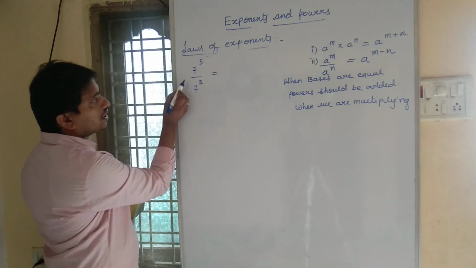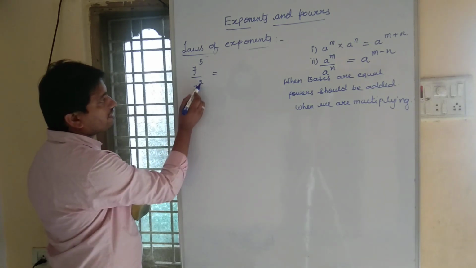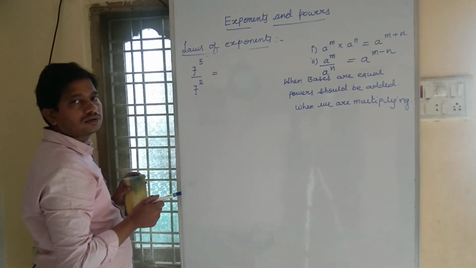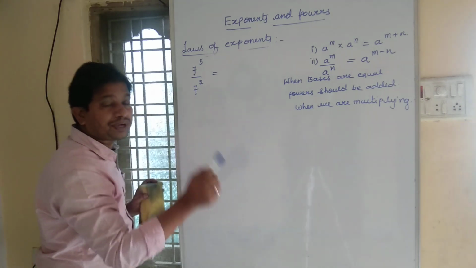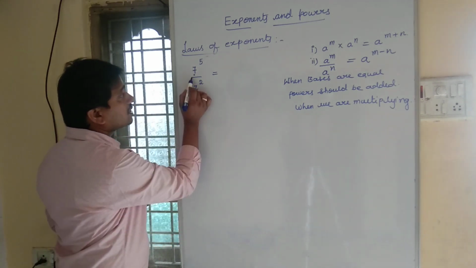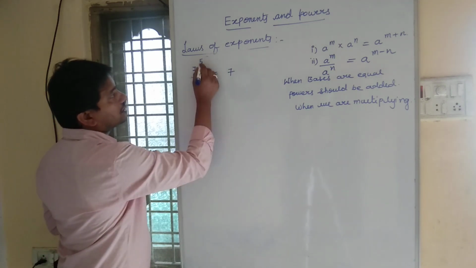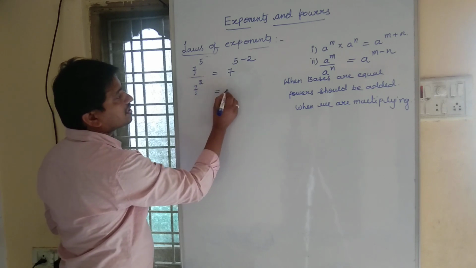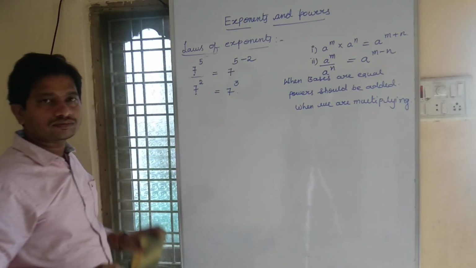See, children, here in 7 power 5, 7 is called the base. In 7 power 2, 7 is called the base. As bases are equal, powers should be subtracted. Why? Because we are dividing here. Okay, children? I mean 7 power 5 minus 2, that is 7 power 3.